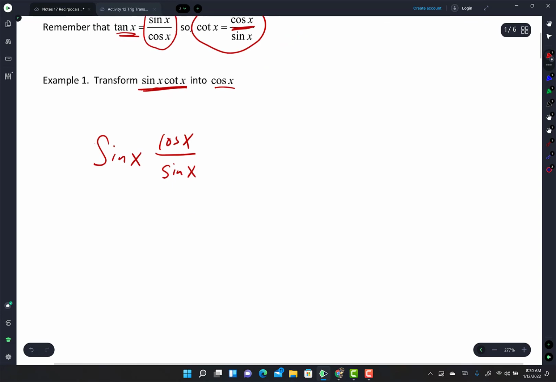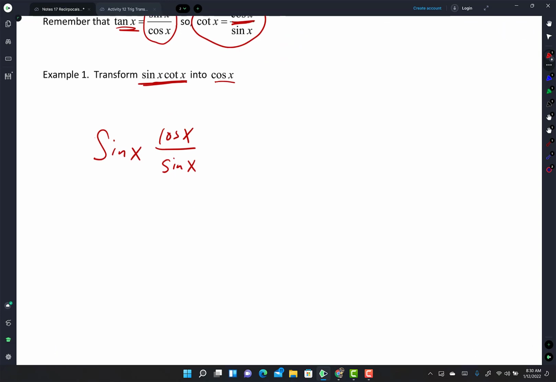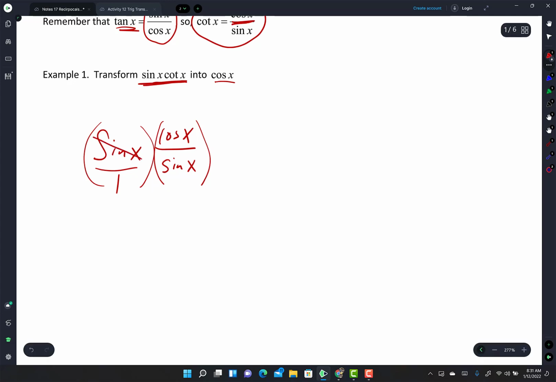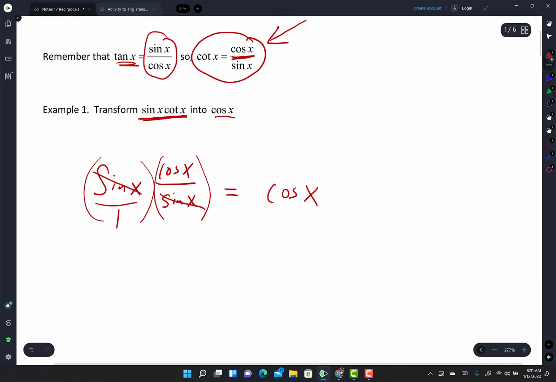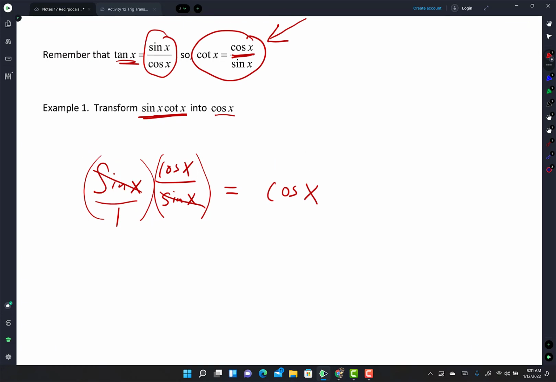Now, what do you notice? So you're using skills that you've done like in 5th grade, 6th grade, 7th grade. So hopefully this will come natural to you. What do you notice? I have sine x times cosine x over sine x. This is like sine x over 1, guys. What cancels out? The sine x's cancel out. And notice all you have left is cosine x. So we just proved this identity that sine x cotangent x is in fact just cosine x.